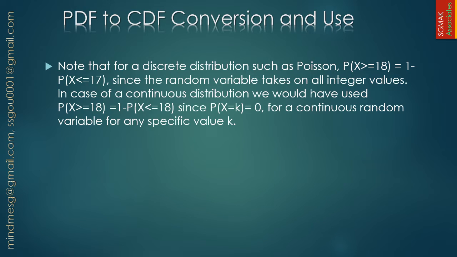Because for a continuous distribution, the probability that the random variable takes a specific value is equal to 0. For a discrete distribution, we cannot say that because the variable may or may not have a probability attached to a specific value. So you cannot make that blanket statement dealing with a discrete distribution.